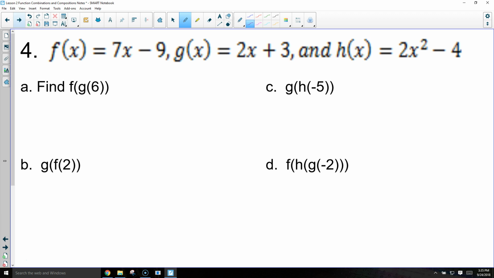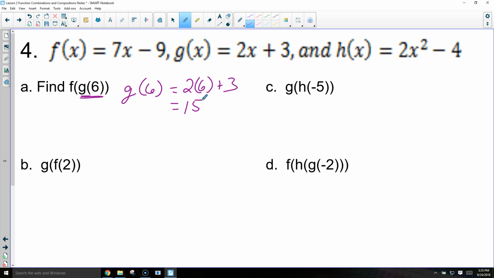Find f of g of 6. So this is where we get into a composition of functions. I'm going to start out from the middle. I'm going to find g of 6. So that's 2 times 6 plus 3, which is 15.